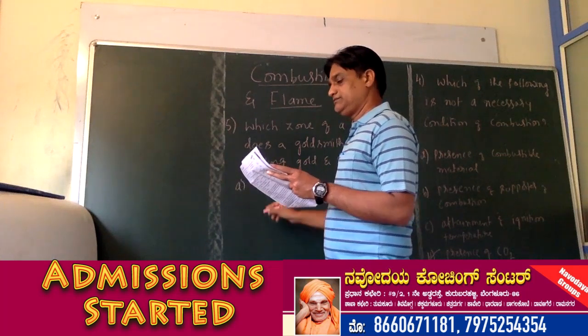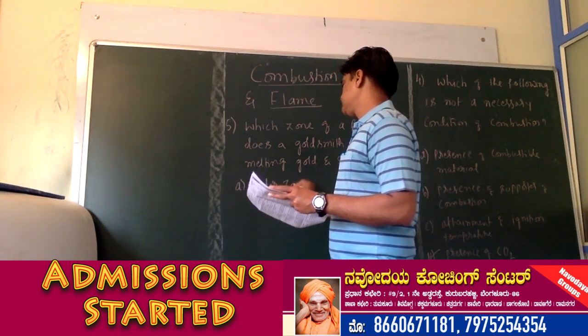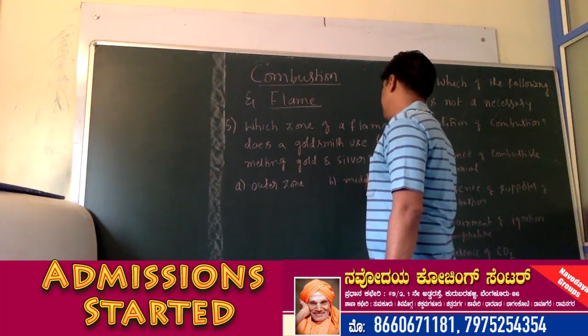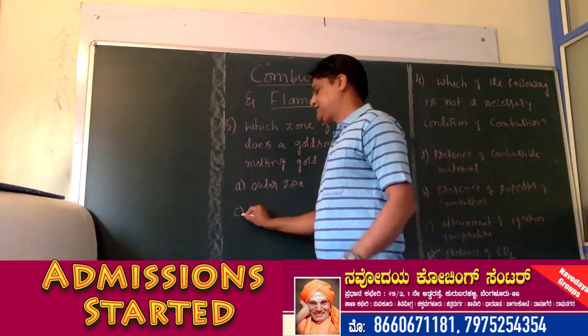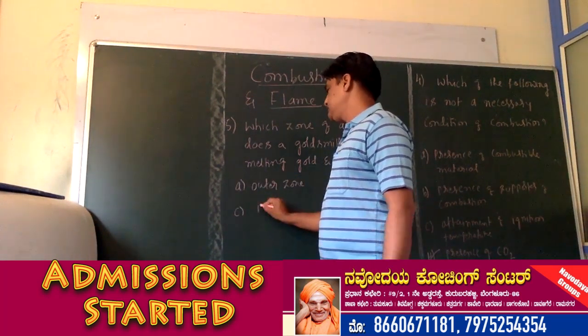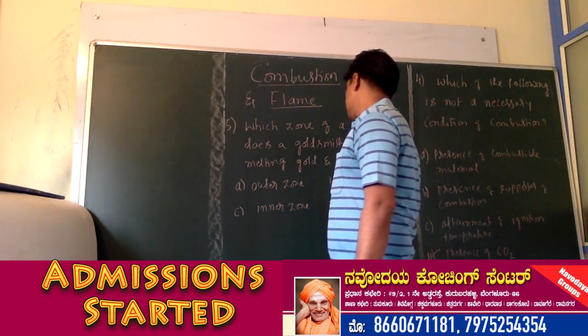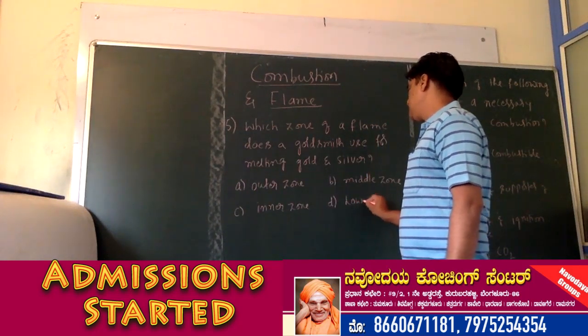Option A, outer zone. Option B, middle zone. Option C, inner zone. Option D, lower zone.